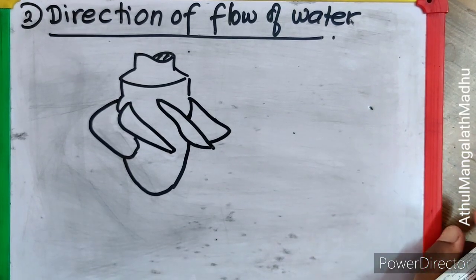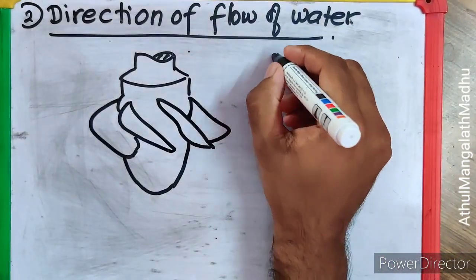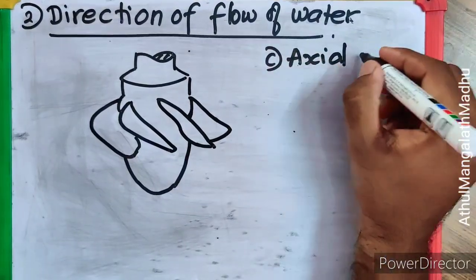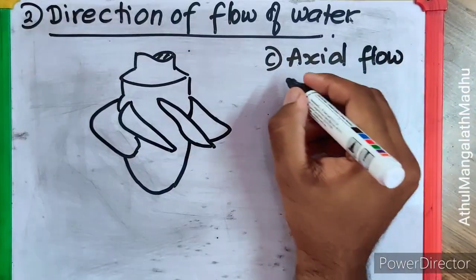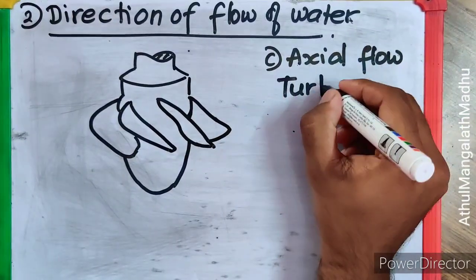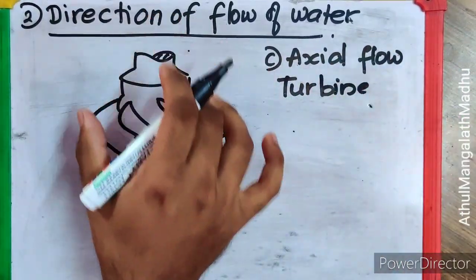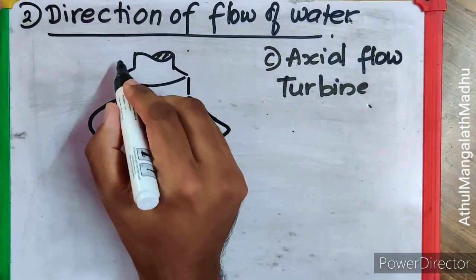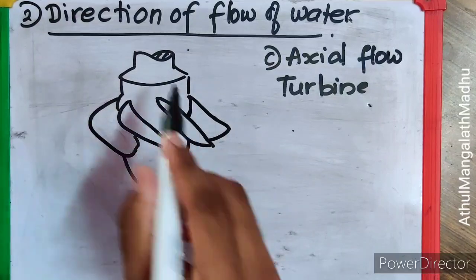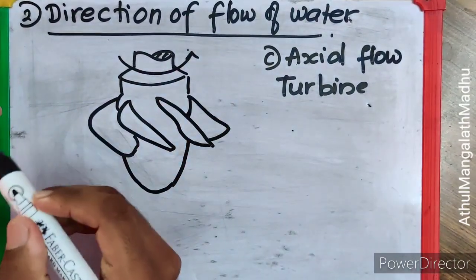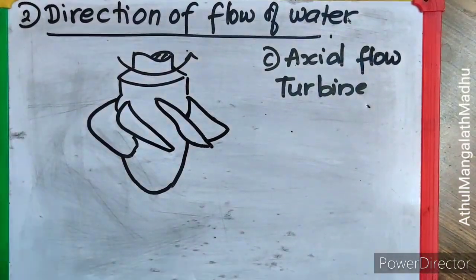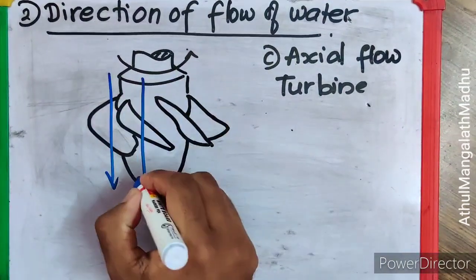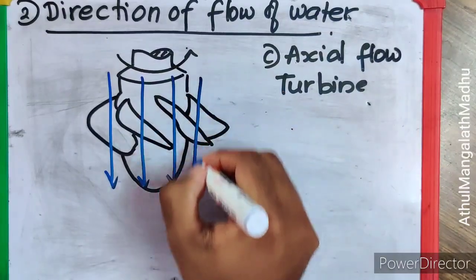The next type of classification, on the basis of direction of flow of water, is the axial flow turbine. Here you have a bulb like this and some fans connected like this. As it gets rotated, it will be rotating in this direction, and the motion of liquid will be in this direction.